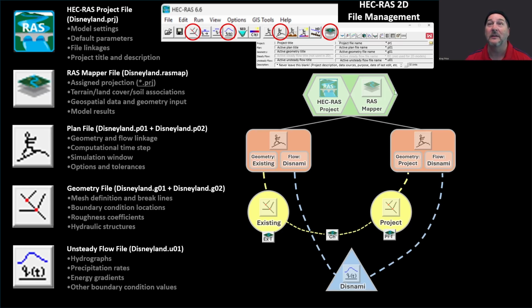So again, this is a schematic description of what we've got right now. We've got an existing condition geometry and a project condition geometry. They're both linking to this tsunami at Disneyland, this Disnami. So I've got these two plans here. Now this linkage is helpful to visualize, and you can actually get HEC-RAS to show you this linkage as well.